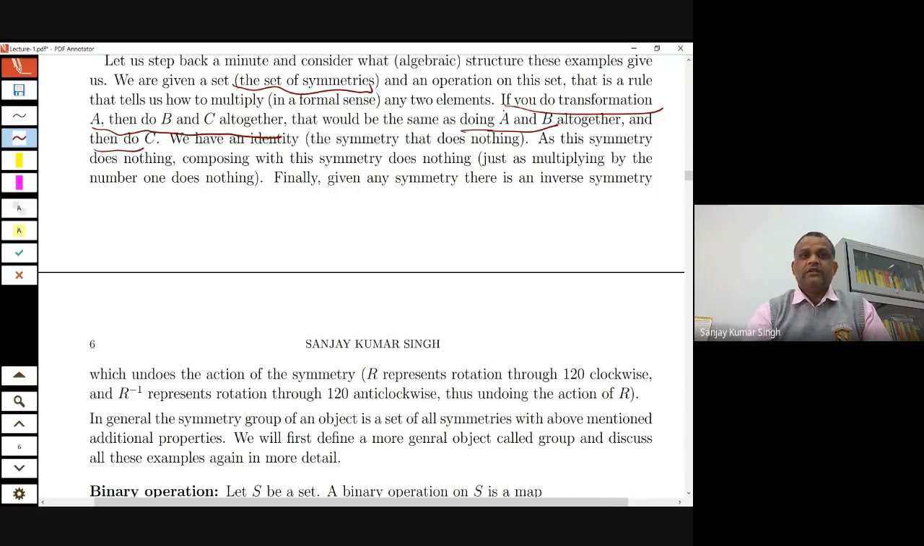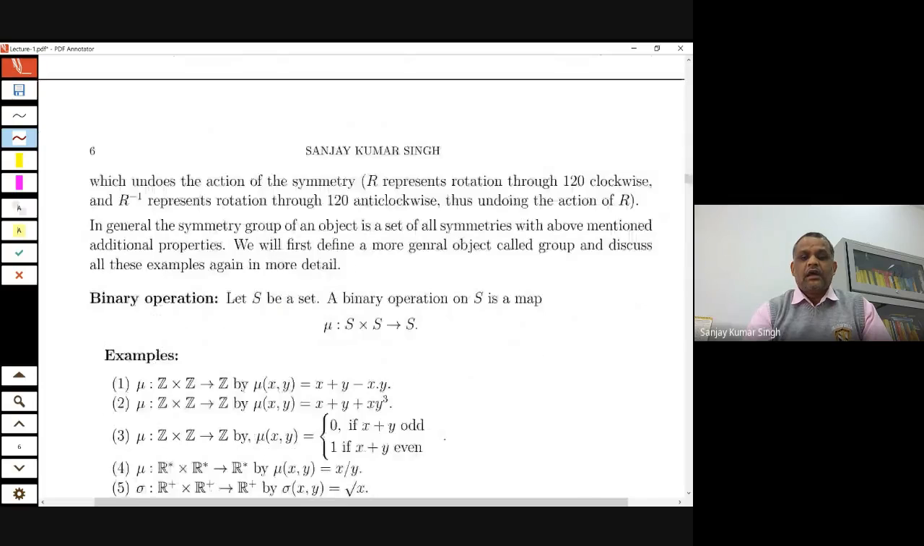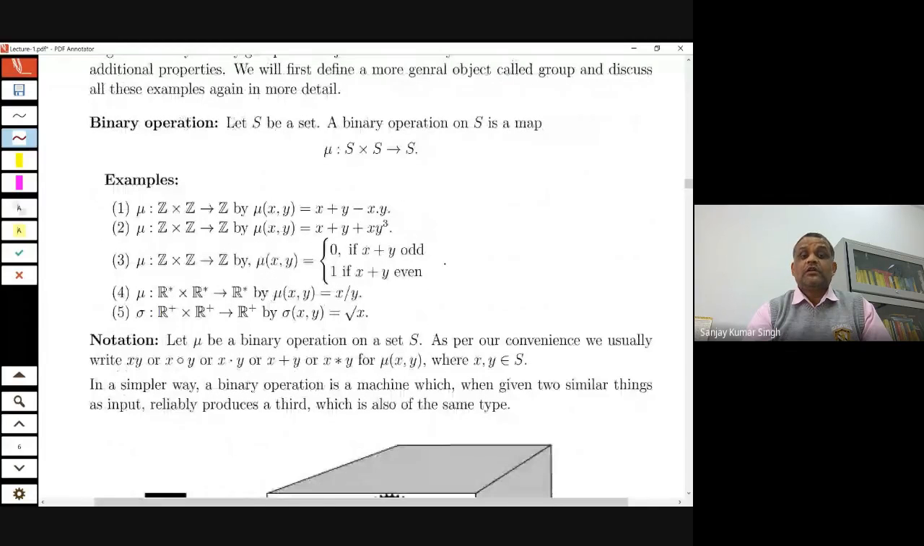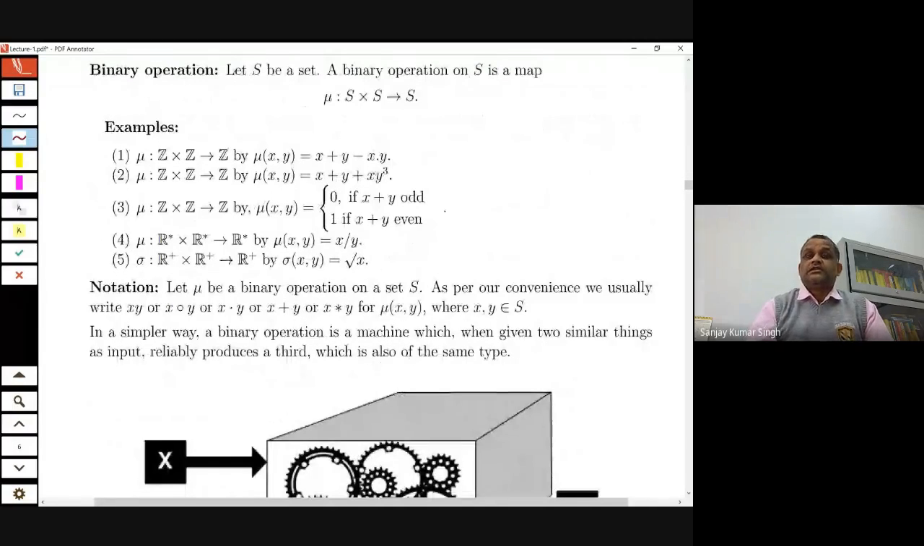And to define it mathematically, let us start systematically. I will define what is called a binary operation on a set. And what is a binary operation? Like in symmetry, whenever you have two symmetries, you can give me a third one. So this binary operation is like that, but mathematically, I will define it as a map. So let S be a set. A binary operation on S is just a map mu from S cross S to S.